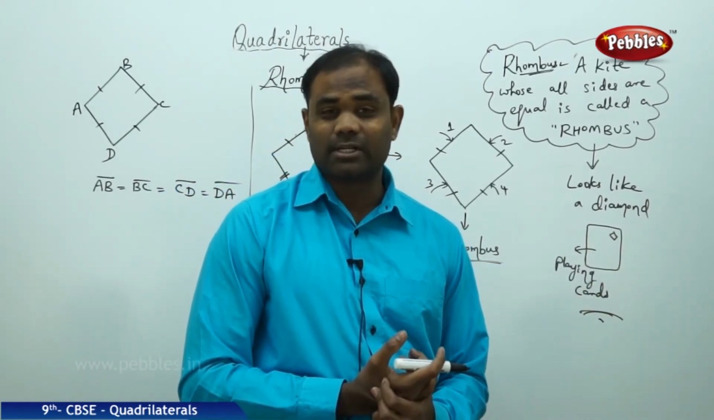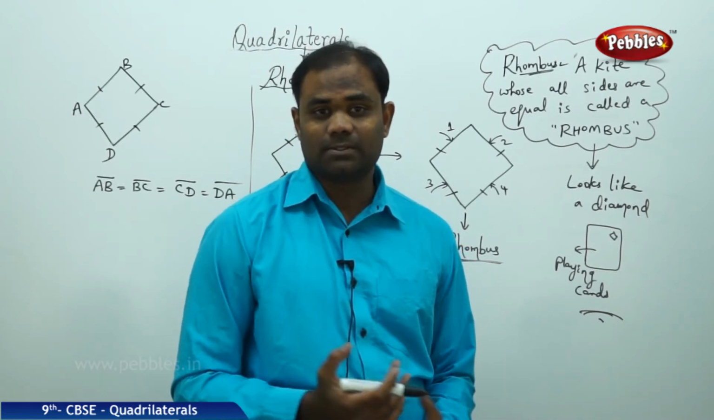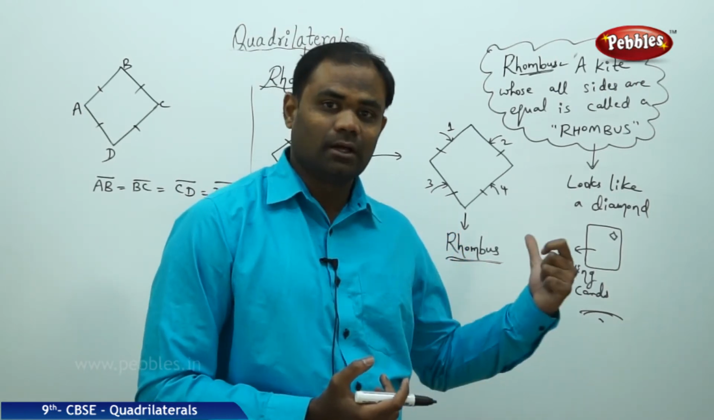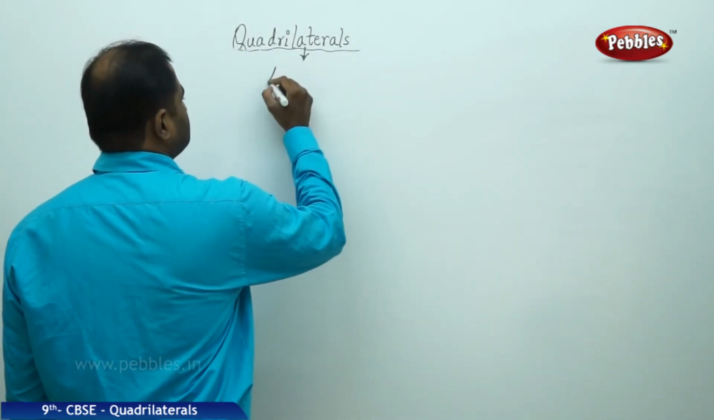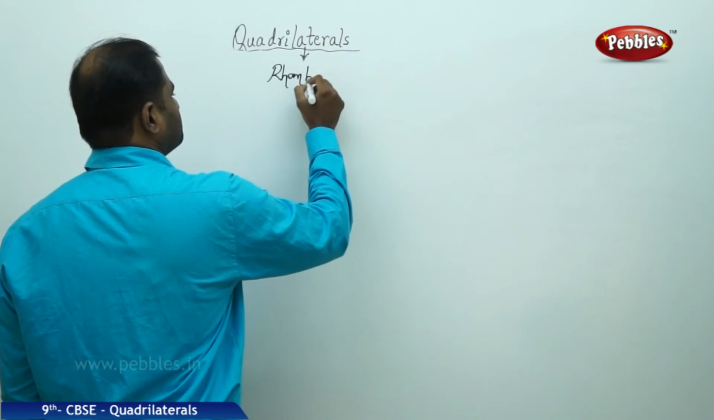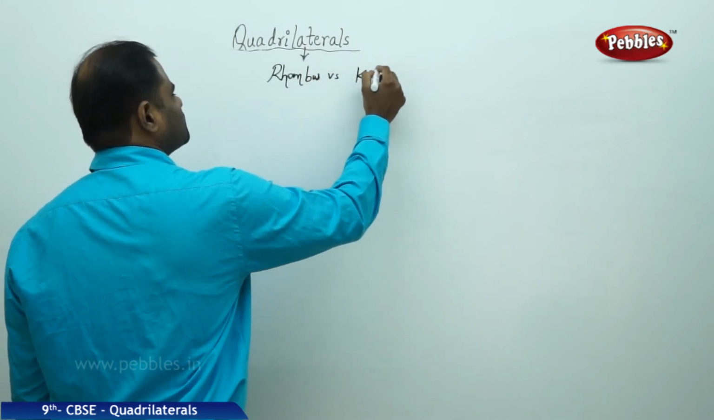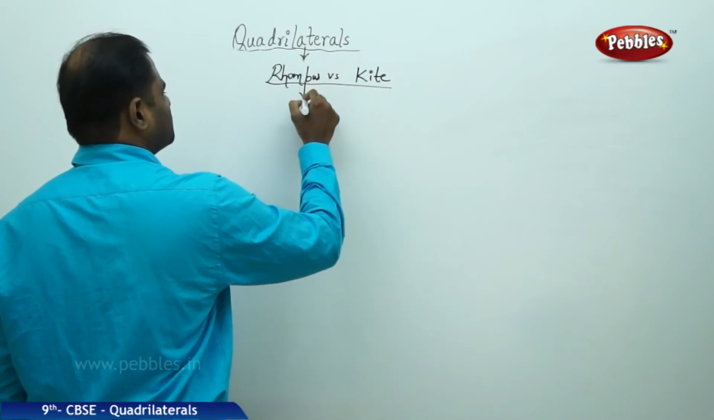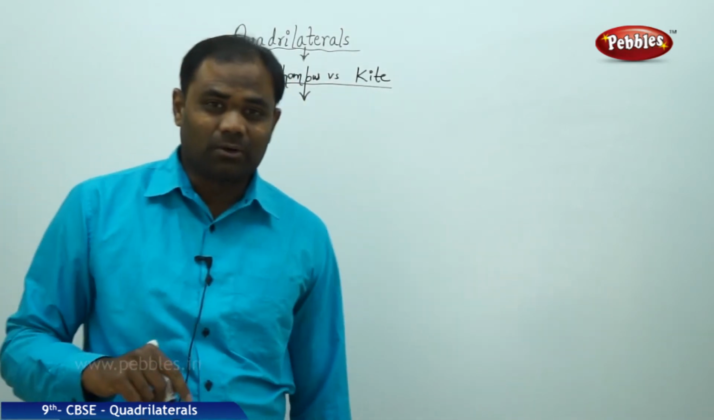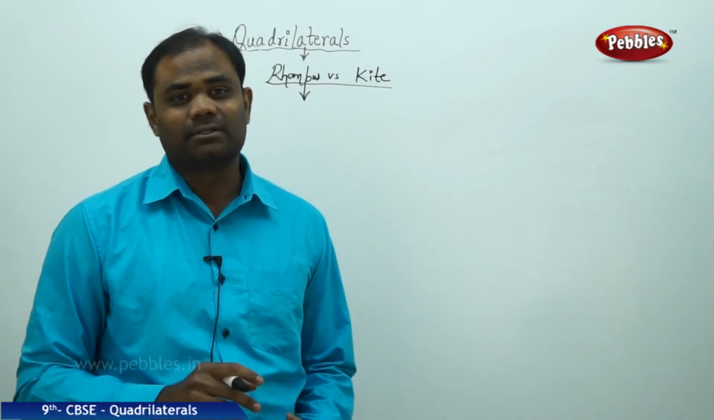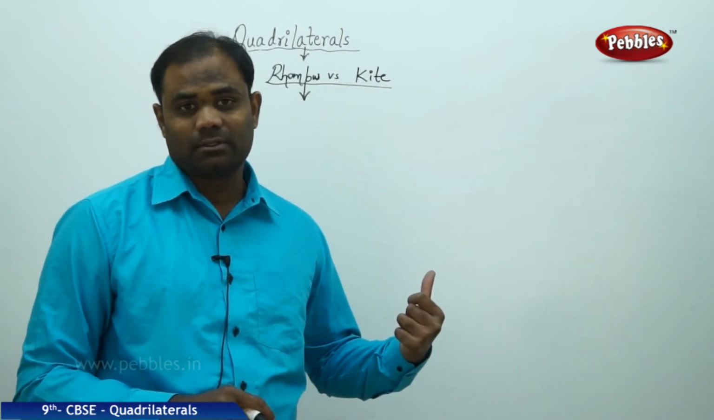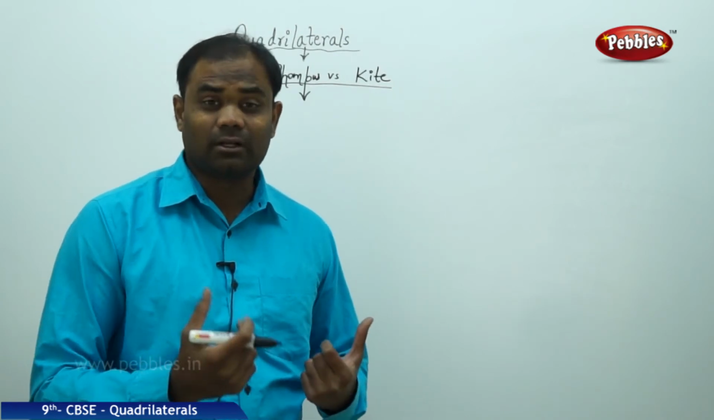A kite whose all sides are equal is called a rhombus, is the learning outcome I make out here. Now comes the biggest question: how we connect a rhombus with a kite. Let's see the relation between a kite and a rhombus. Rhombus versus kite. Now that we have discussed the definitions of rhombus and kite, let's see the detailed properties and then connect through the common and uncommon properties.